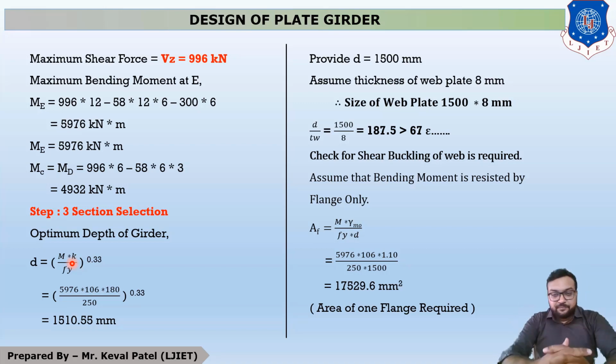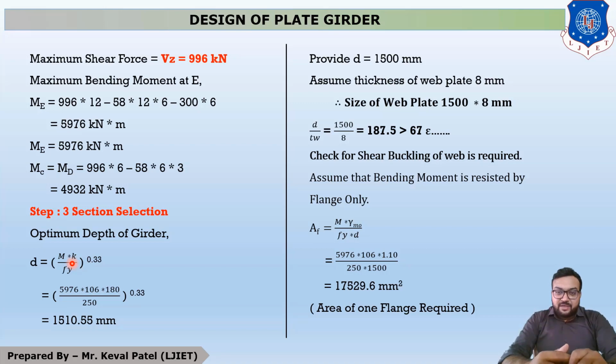The difference between example number 1 and example number 2 is in the value of k. Please note down that if the question clearly indicates that you have to design an unstiffened plate girder, then you take the value of k as 150. If it is clearly mentioned that you have to design a plate girder having transverse stiffeners, then you take the value of k in the range of 180 to 200.